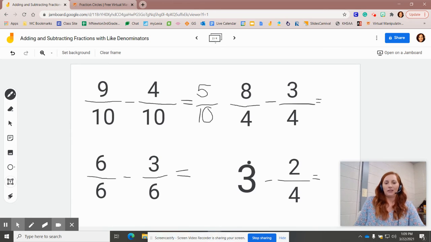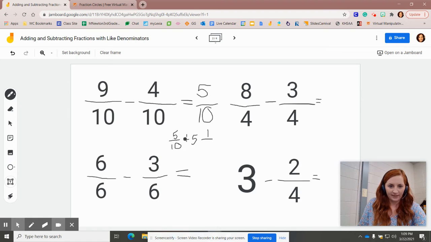Now, what's another way we could simplify 5/10? How can you simplify 5/10? I know a way. They're both divisible by 5, so I'm going to divide both of them by 5. 5 divided by 5 is 1. 10 divided by 5 is 2. 1/2. Also know that 5/10 is the same thing as 1/2 because 5 is half of 10.